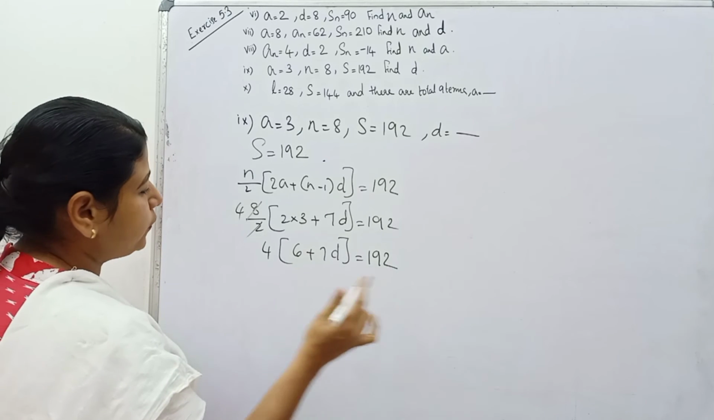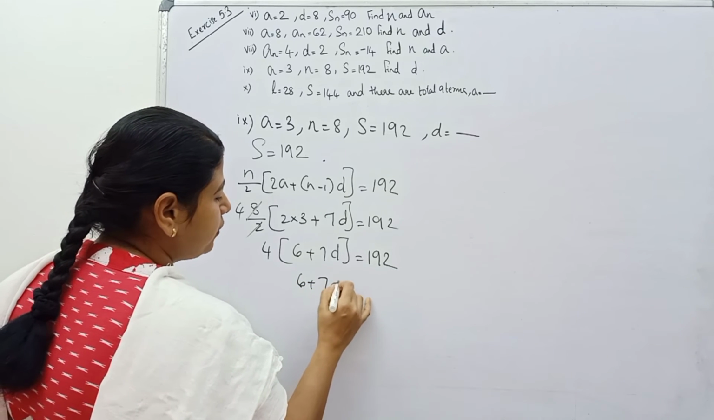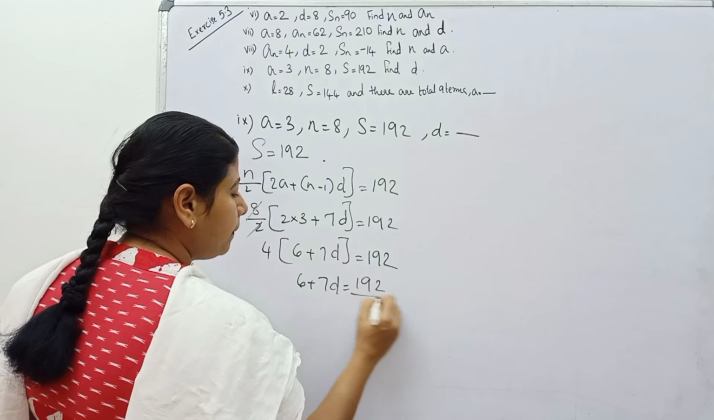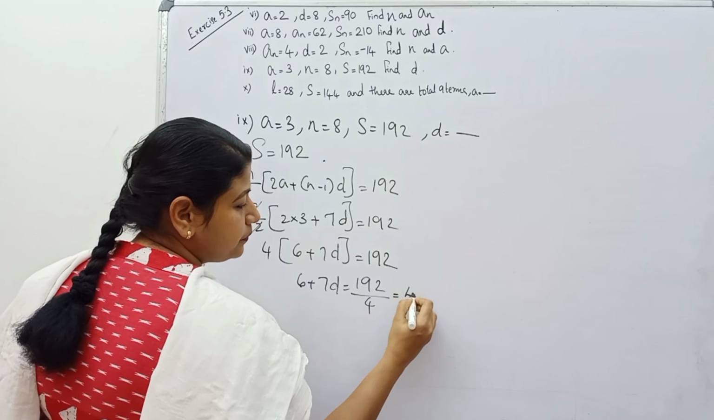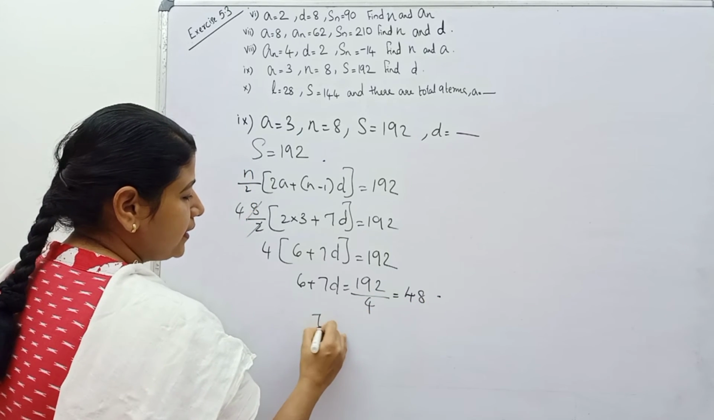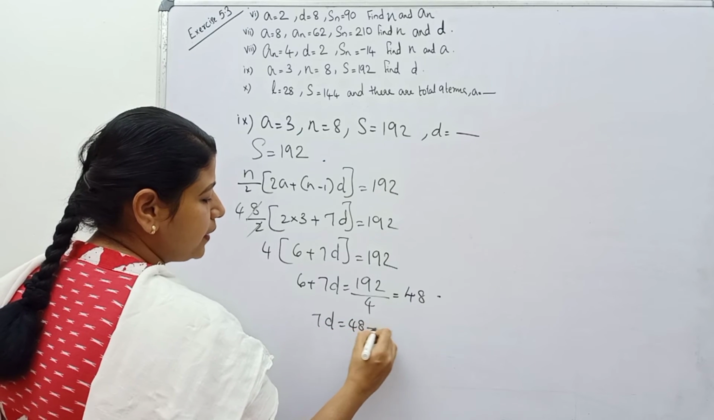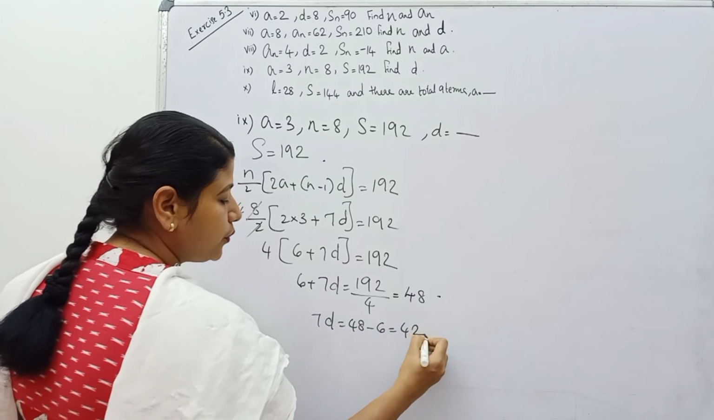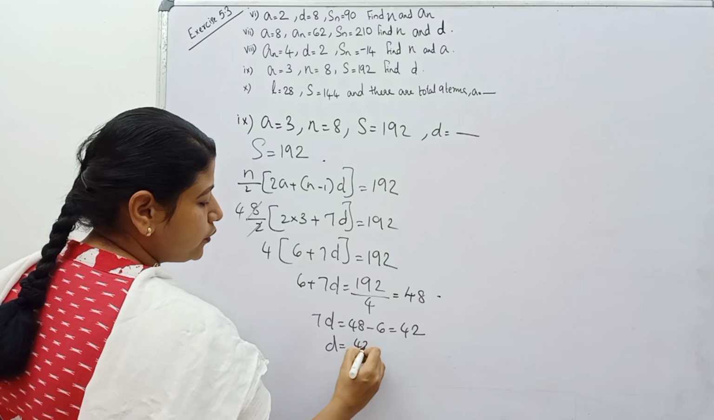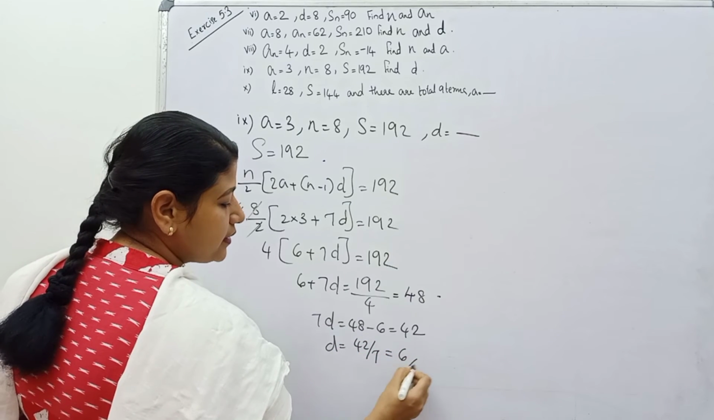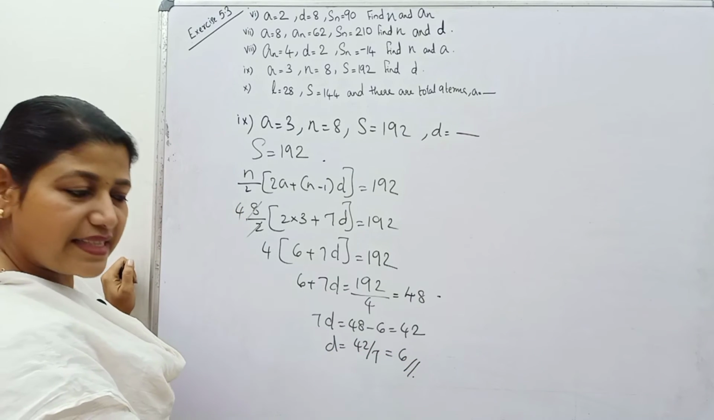Take this 4 to that side. 6 plus 7d equal to 192 by 4. So you will get 48. And 7d equal to 48 minus 6, which is equal to 42. And d equal to 42 by 7, which is 6. So the common difference is 6.